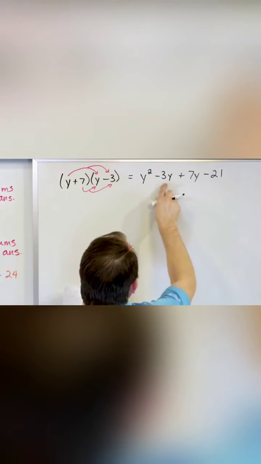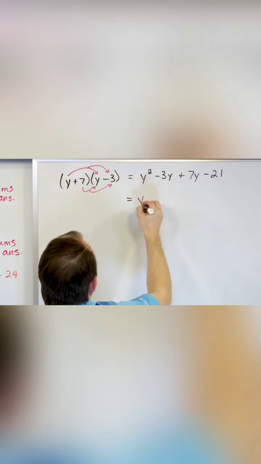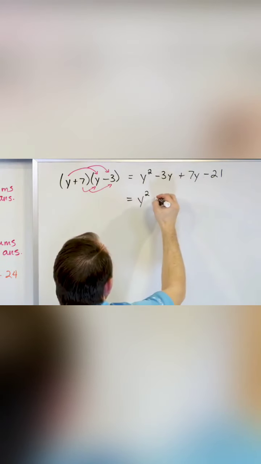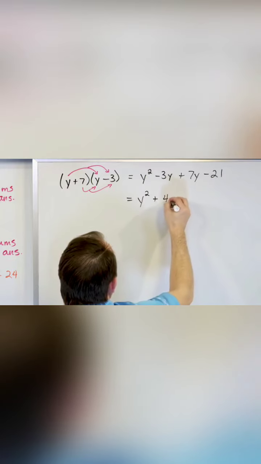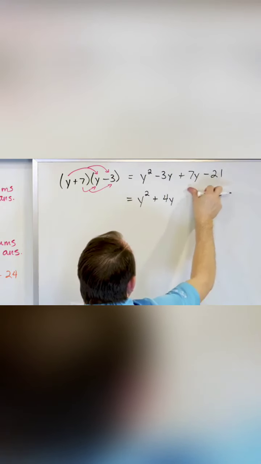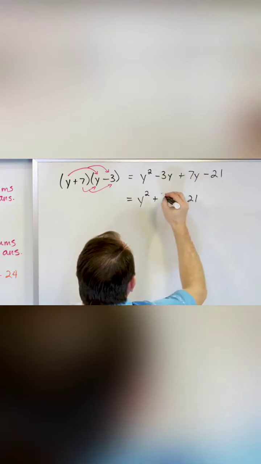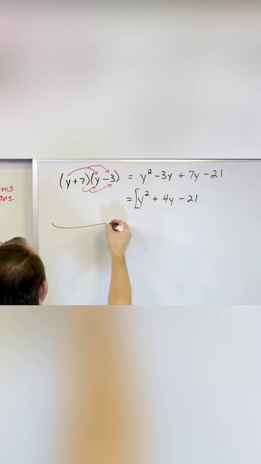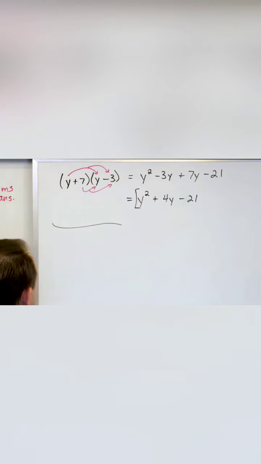However, I can add these together. They're like terms. So I'll have y squared. What is negative 3 plus a positive 7? It's plus 4y. And then I'll have a minus 21 here on the end. Y squared plus 4y minus 21. That's the final answer to that problem.